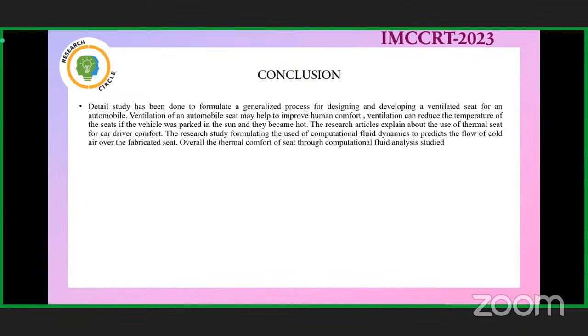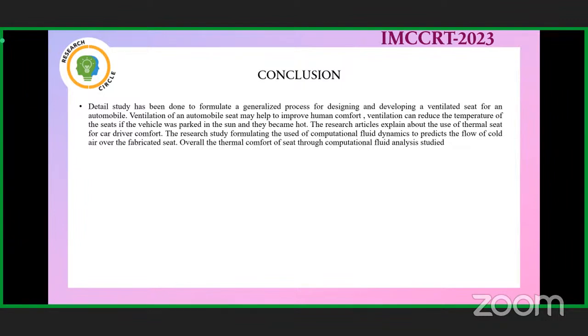Conclusion. For designing this project, we did a detailed study of various research papers before going for this topic. What we saw is that there are many research papers on ventilated seats, but they are all on truck seats or car seats. There was not a single research paper on a ventilated seat for two wheelers, because it was obvious that two wheelers are exposed to open air, so there wouldn't be any issue with this. But we took it as an objective.